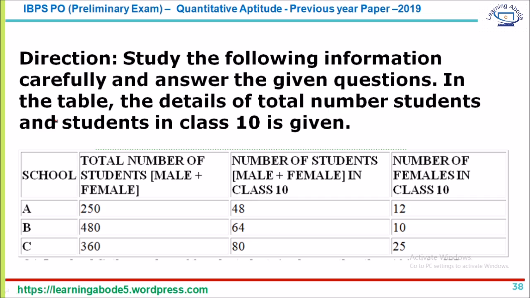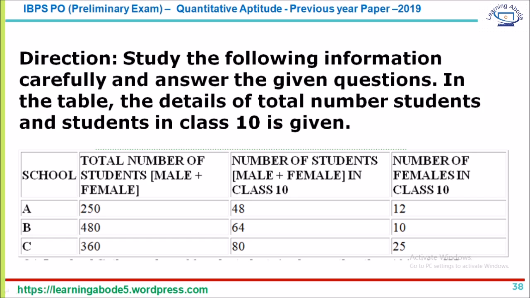Now we have another data interpretation question, and a very simple one. Study the data carefully. It's a table-based data interpretation question. So totally there are 250 students, male and female, and the total number of students, male and female, in class 10, and then the number of females in class 10.